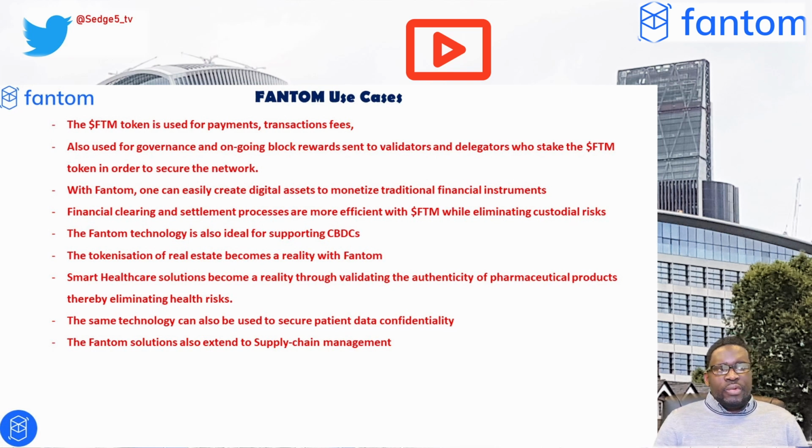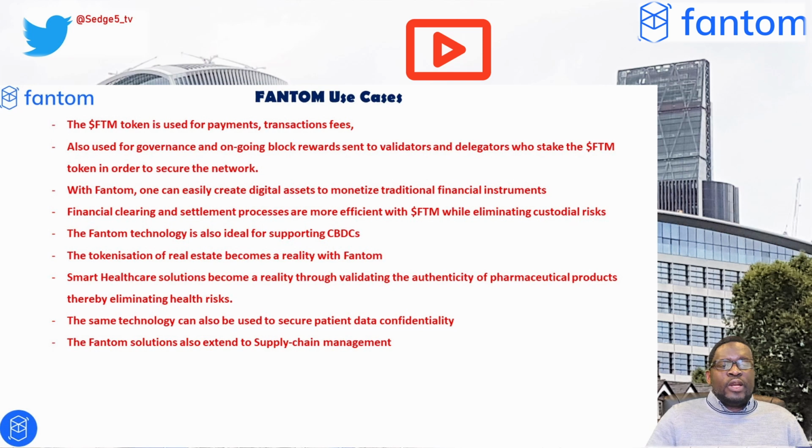The tokenization of real estate becomes a reality with Fantom. Smart healthcare solutions become a reality through validating the authenticity of pharmaceutical products, thereby eliminating health risks. The same technology can also be used to secure patient data confidentiality. And finally, the Fantom solutions also extend to supply chain management. So the Fantom network has the potential to fulfill a wide range of use cases, as you can tell. Some of them are already in place, others are still coming.